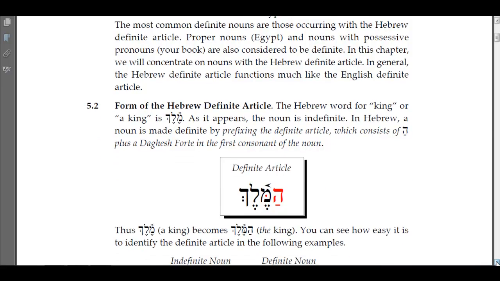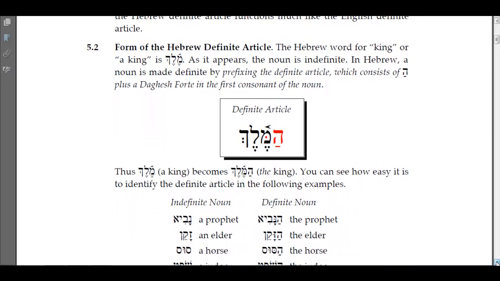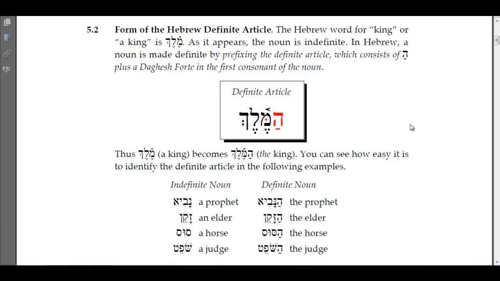Basically, Hebrew is all about looking for signs. What we want to do is memorize to recognize. That's the whole purpose of Hebrew: you look for the signs to tell you what part of speech it is, if it's a verb, if it's a noun, whatever. And so the Hebrew word for king is melech, as we've mentioned before. That's a second noun, and it appears that the noun is indefinite if it's just melech.